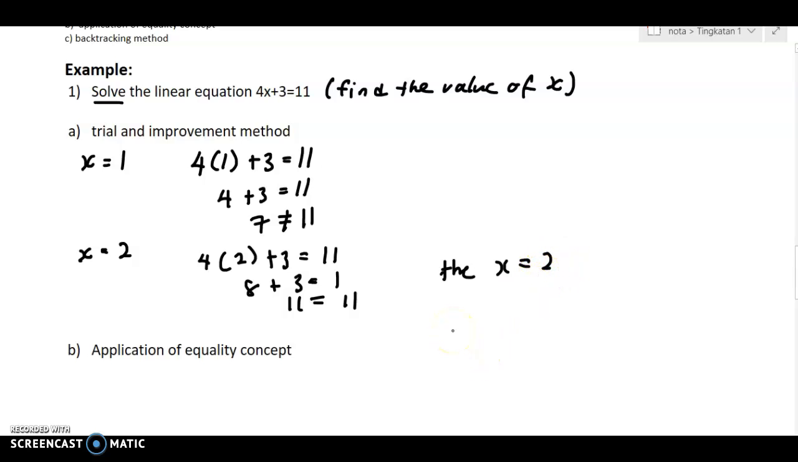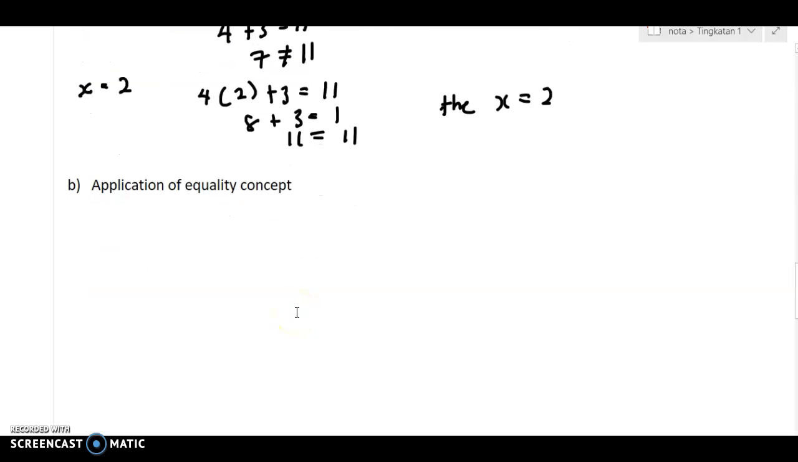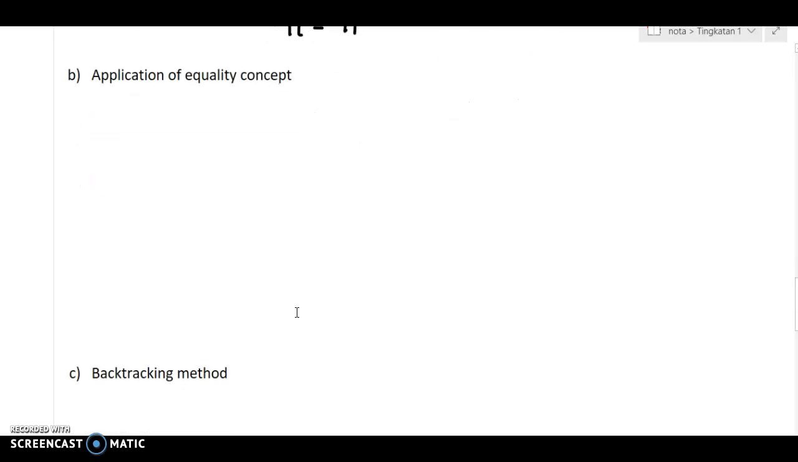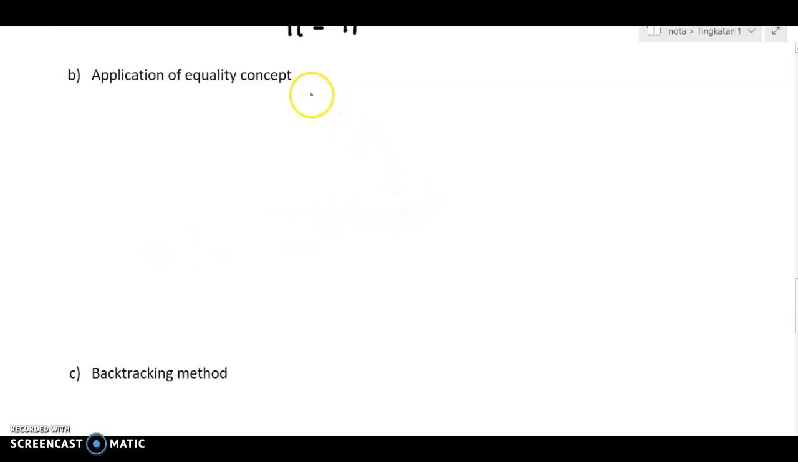Okay, and then we move on to another one, application of equality concept. What is meant by application of equality concept here? In application of equality concept, you have to draw some things that are equal to the equation. Before this you had to form a linear equation based on a situation. But now, from this linear equation, you try to form a situation. For example, the earlier question was 4x plus 3 equal to 11. So here is 4x plus 3 equal to 11.